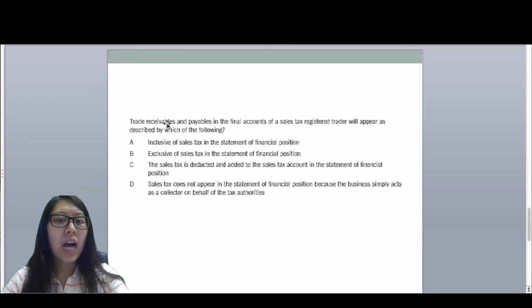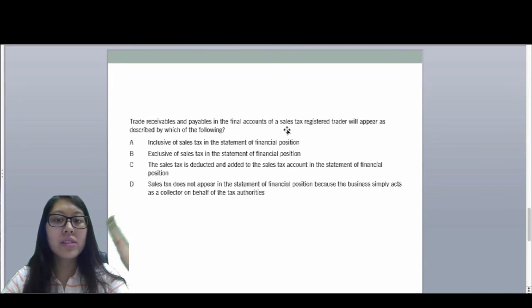Well, let's try to figure this out. They're asking us, how are we going to record the trade receivables and payables in the final accounts, meaning in the final financial statements? So, should they be recorded with or without tax, or should they not be recorded at all? Well, we can eliminate option D directly because we know that they're still going to have to record for tax. So D is not an option. Sales tax is deducted and added to the sales tax account.